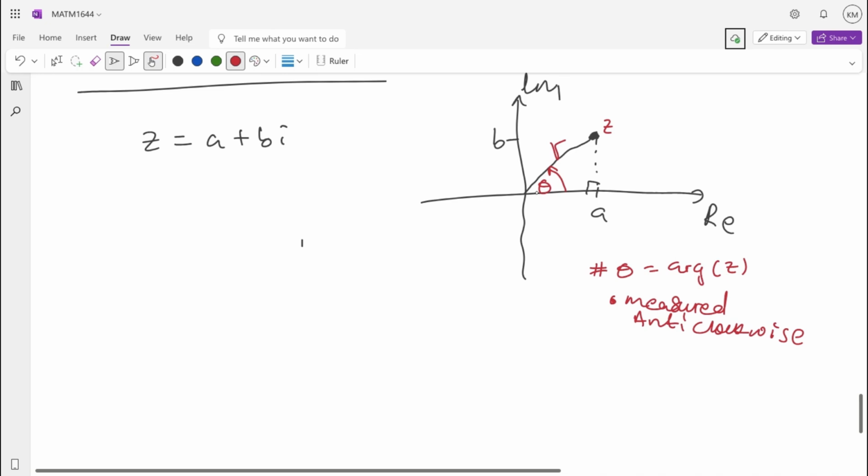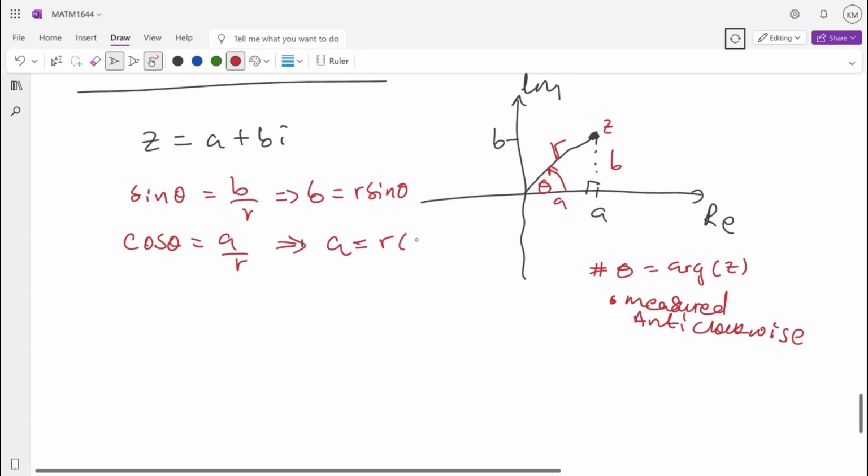From this right angle triangle, we can see that sine theta will be opposite over hypotenuse. The opposite side is the length b, and the adjacent side is the length a. So sine theta is basically b over r. Our hypotenuse is r, so b will therefore be equal to r sine theta. Similarly for cos theta, adjacent over hypotenuse, it's a over r. So a is equal to r cos theta.